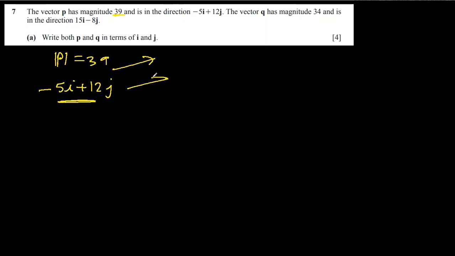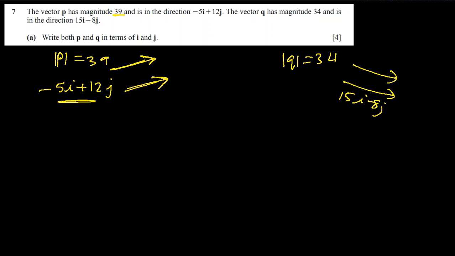Question 7. The vector p has a magnitude of 39, and it is in the direction of minus 5i plus 12j. It is not minus 5i plus 12j, but it is in the direction of this one. That means this vector and this vector are parallel. q has a magnitude of 34, and again the direction is the same as 15i minus 8j. So since they are parallel, their magnitudes will be a scalar multiple of each other.